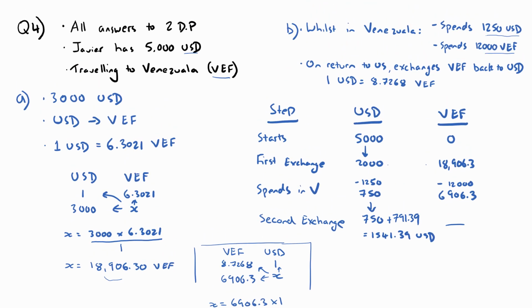Okay, so just to recap, after the second exchange, when he comes back from Venezuela, he will have his 750 US dollars that was never exchanged or spent, plus 791.39 US dollars, which is exchanged back from the remaining Venezuelan bolivars, and that totals to be 1,541.39 US dollars. And that is our answer to Part B, Question 4.